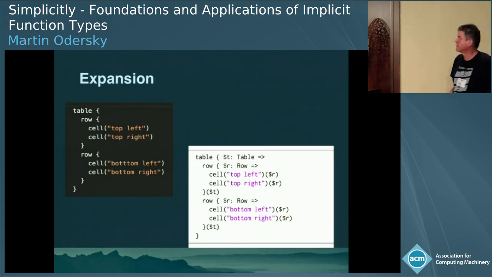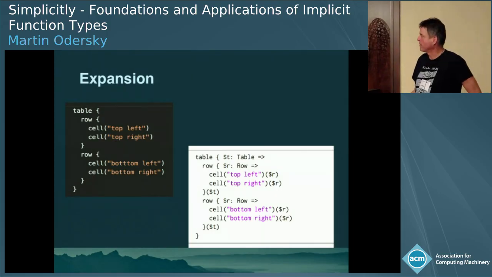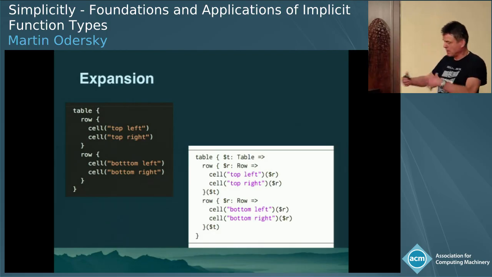So if we look at the original example then, here's the secret, here's the expansion of what implicit function types would do. Every time we have this, we would create a new table to pass into the table object. Row would create a new lambda for these things, and then essentially, every time we call row or cell, we pass the enclosing structure to the enclosed one.